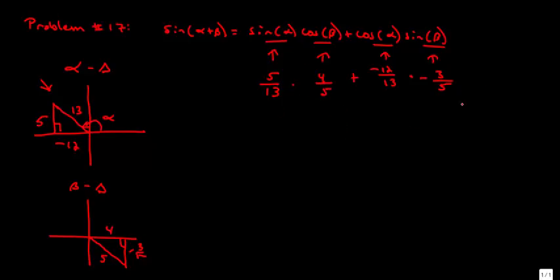So now we just need to go ahead and simplify this. 5 times 4 is 20 over 13 times 5, which is 65. A negative times a negative is positive. 12 times 3 is 36, and 13 times 5 again is 65. So we'll add those together, and we're going to get 56 over 65, and that is our sine of alpha plus beta.